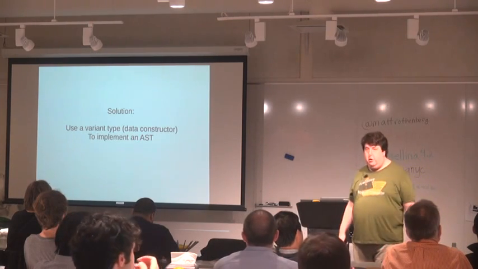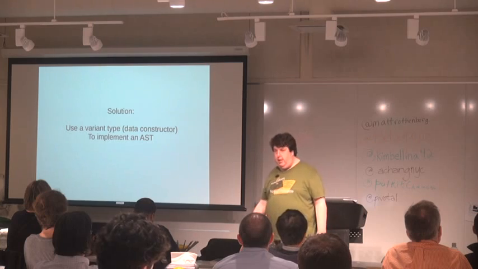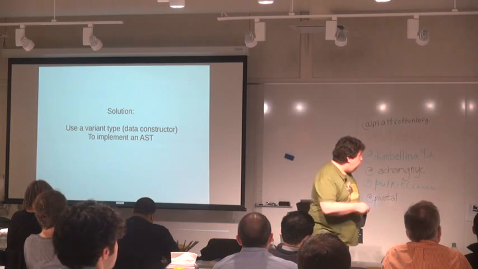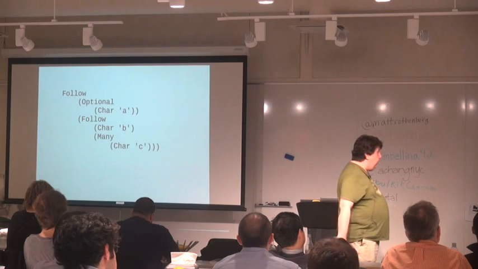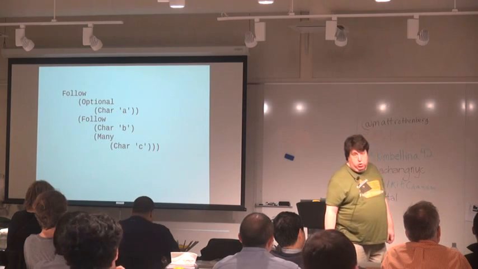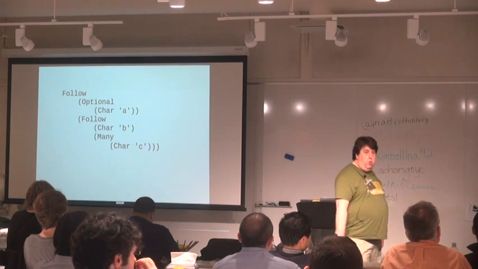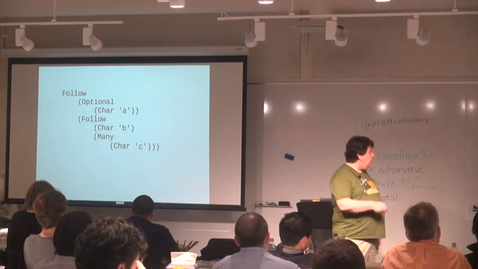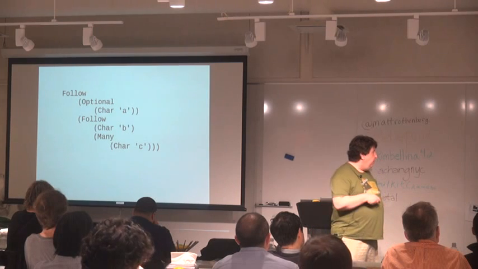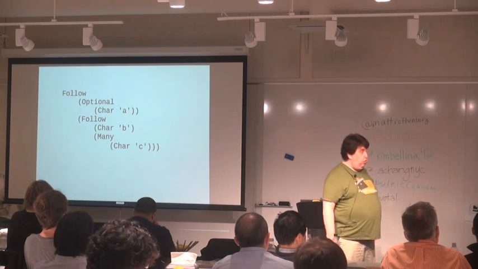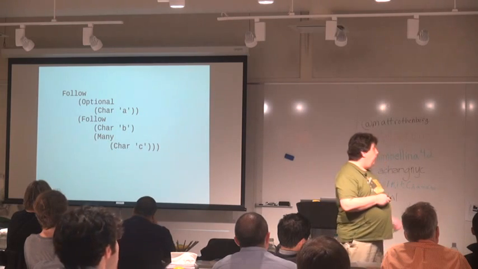So our solution, we're not going to do a language in a string. We're in Haskell. I'm going to use a variant type to implement an abstract syntax tree. This is exactly as you would think I would do. I'm just going to have a data definition, and I'm going to start adding stuff to it, right? And we're going to end up with structures that look like this. So we have a follow, starting with an optional char, with another follow. A follow means one regular expression followed by another regular expression. Optional means a regular expression that may or may not be here. Char means recognize a given character. Many means recognize 0 or more of a given regular expression. So yes, once again, this is the same regular expression I've been using this entire slide.